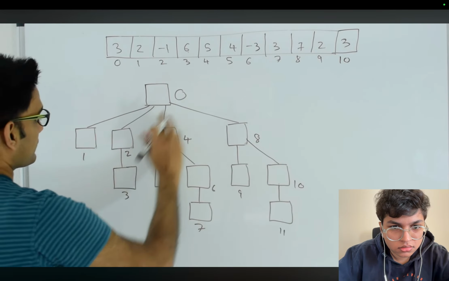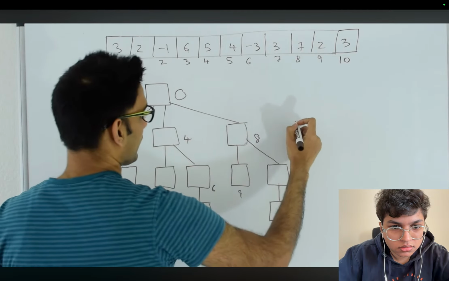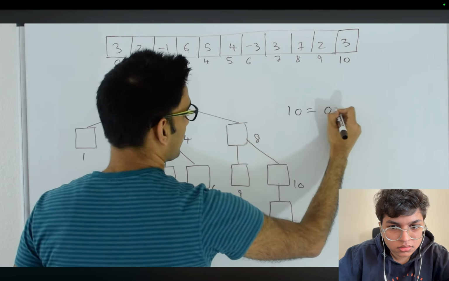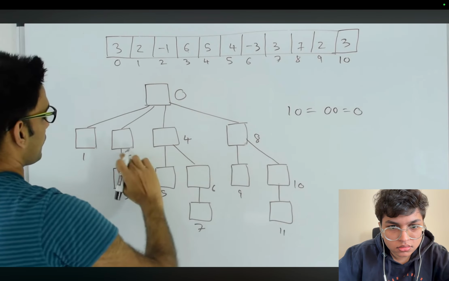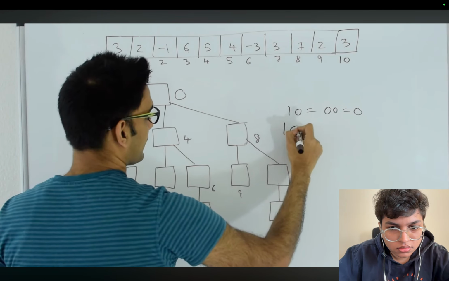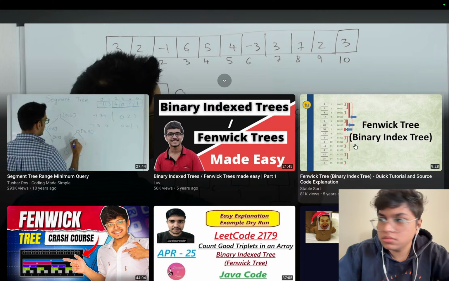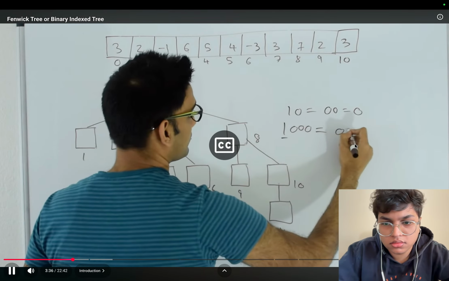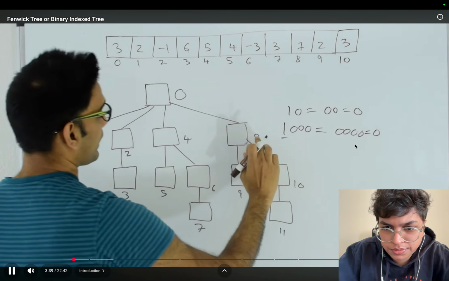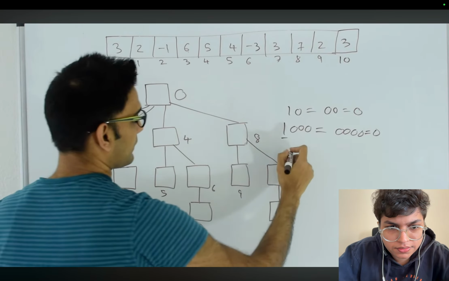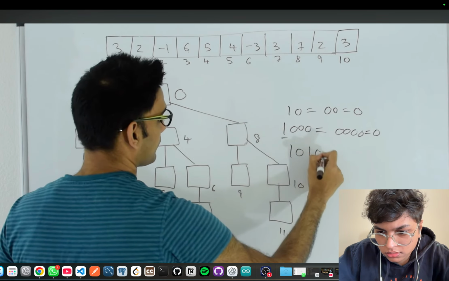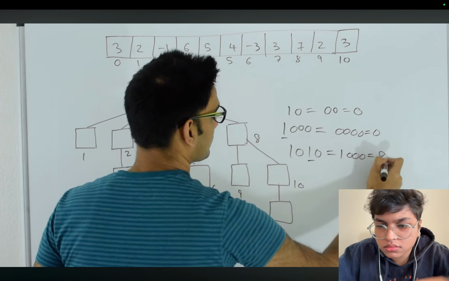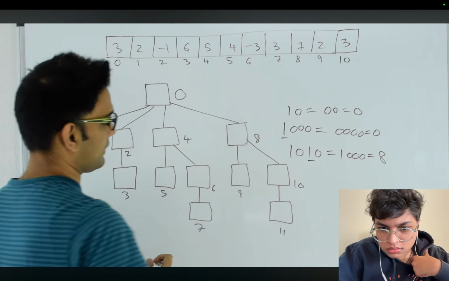Let's look at it. Why is 0 the parent of 2? The binary representation of 2 is 1 0, and if you flip the rightmost set bit, it becomes 0 0, which is 0, which is why 0 is the parent of 2. The binary representation of 8 is 1 0 0 0. If you flip the rightmost set bit, it becomes 0 0 0 0, which is again 0, which is why 8's parent is also 0. The binary representation of 10 is 1 0 1 0. If you flip the rightmost set bit, it becomes 1 0 0 0, and this is 8, which is why 10's parent is 8.